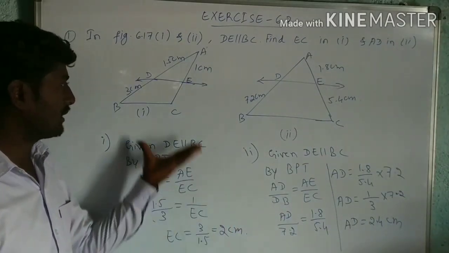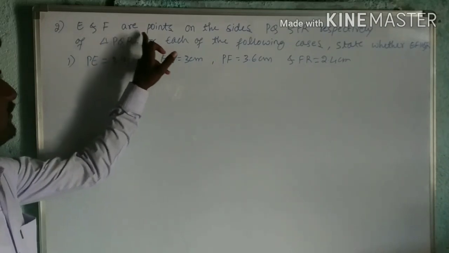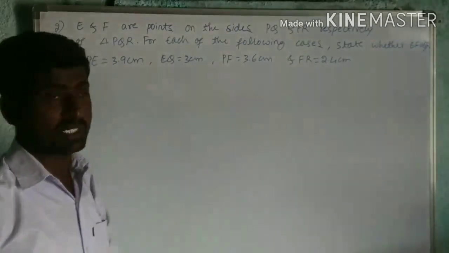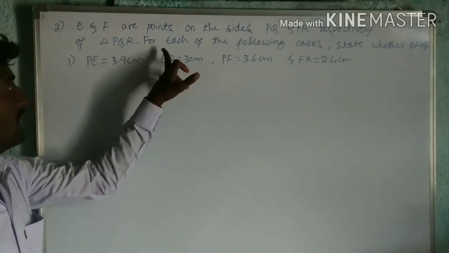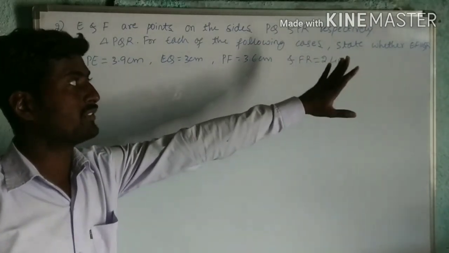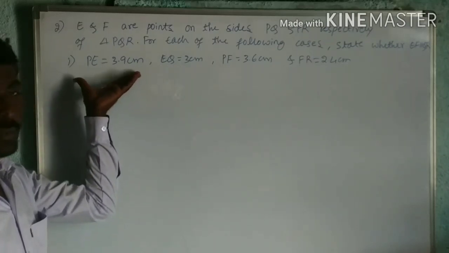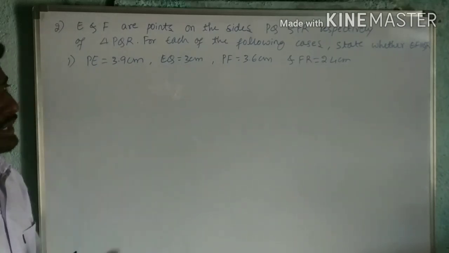Now this is for the first diagram. Second one: E and F are points on the sides PQ and PR respectively of triangle PQR. For each of the following cases, state whether EF is parallel to QR or not. We have to check it. So this is the first one, and the remaining two are also there. First we shall solve this one only.